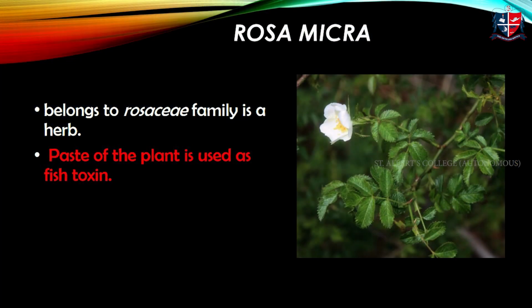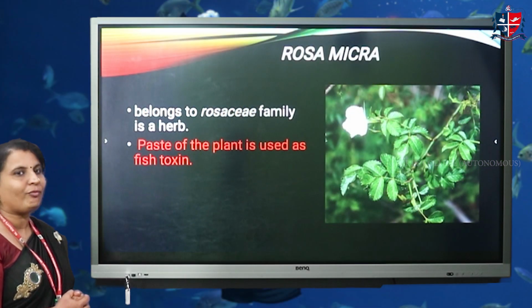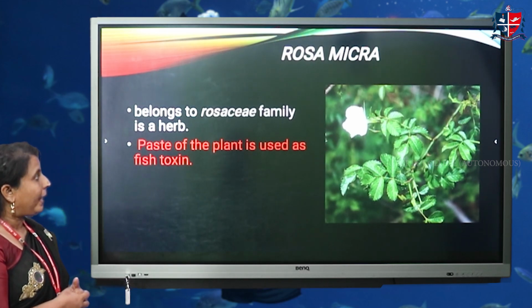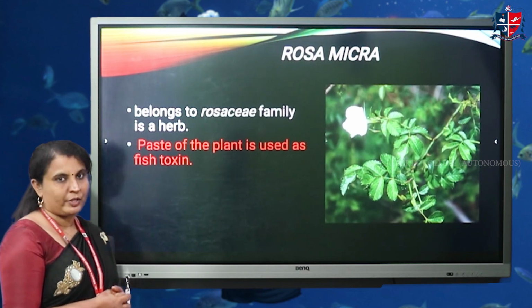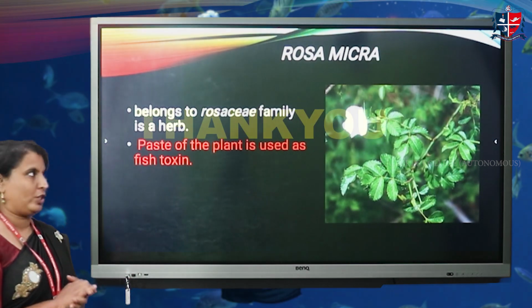The next plant that we use is Rosa micrantha. It belongs to the Rosaceae family, and it is also a herb. It is a wild species of our rose plant, and the paste of the plant is used as a fish toxin. The whole plant can be used.